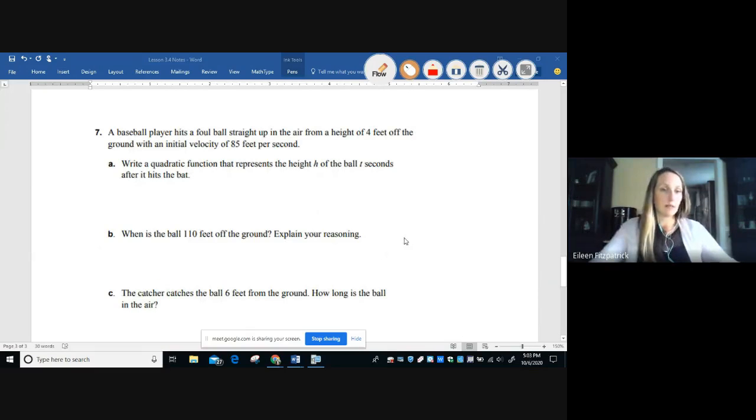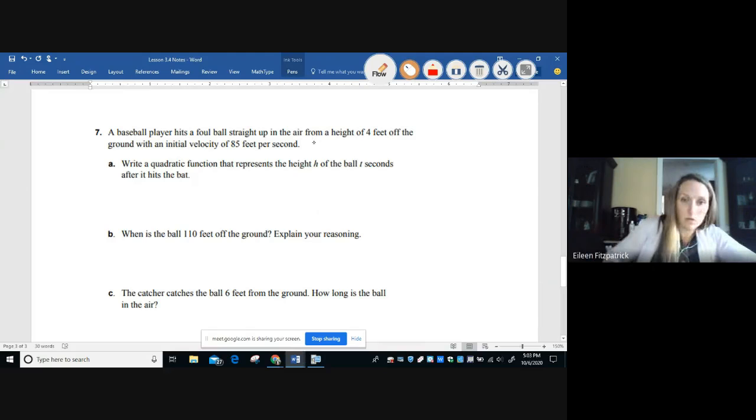Okay, this one says a baseball player hits a foul ball straight up in the air from a height of 4 feet off the ground with an initial velocity of 85 feet per second. Then it says write a quadratic function that represents the height h of the ball t seconds after it hits the bat. Okay, so first off, I would give you this function.